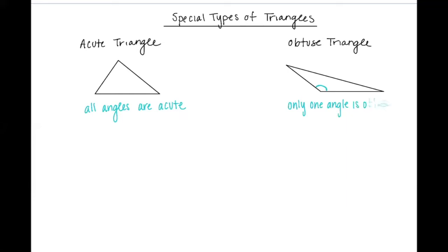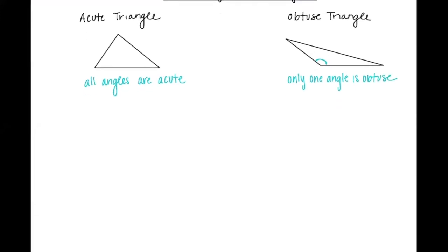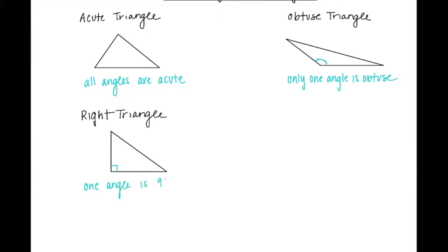Oh, and my pen went wacko. There we go. Third special type is one we have already seen, which is a right triangle. And so one angle is a right angle. So one angle is 90 degrees. So it has that little box in it to tell us that.